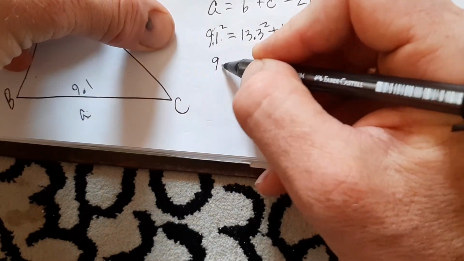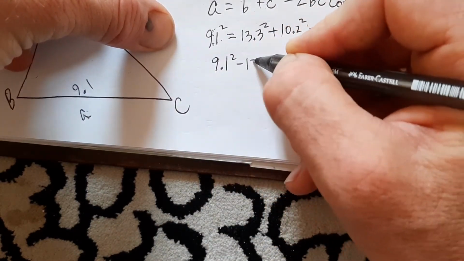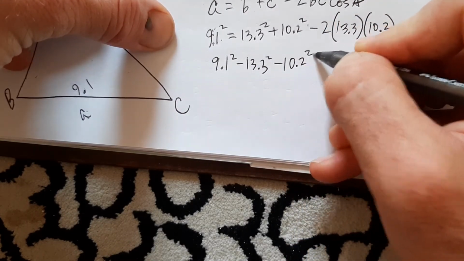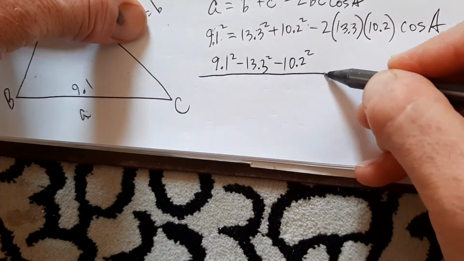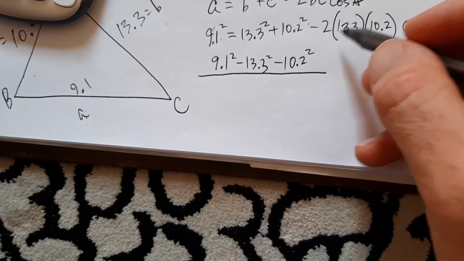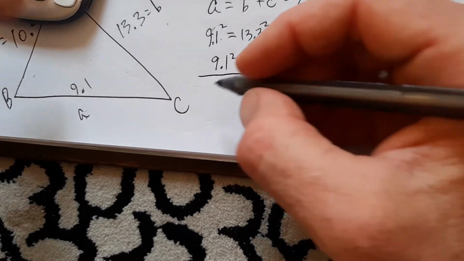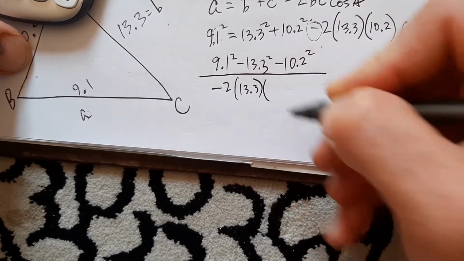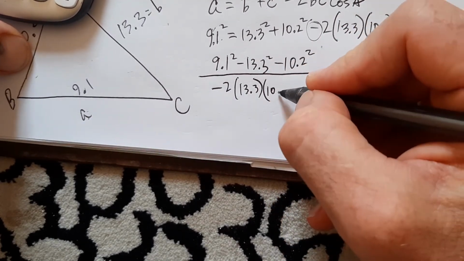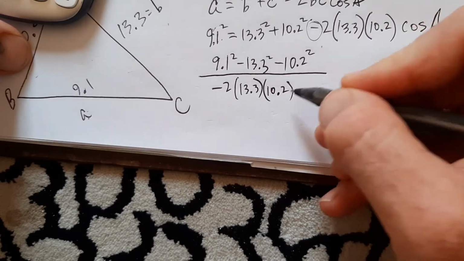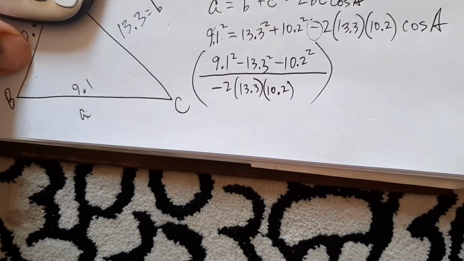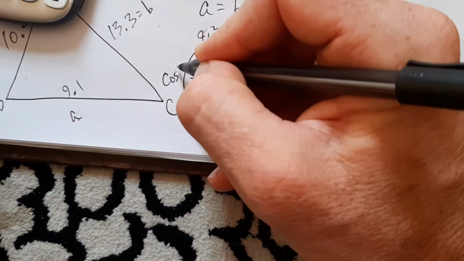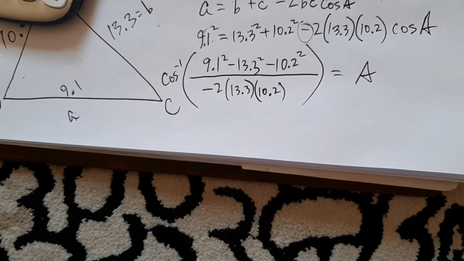We'd go 9.1 squared minus 13.3 squared minus 10.2 squared. It's going to be negative, divided by negative 2 times 13.3 times 10.2. And all of that will be cosine inverse. All right, let's see if we can stick all this in our calculator.